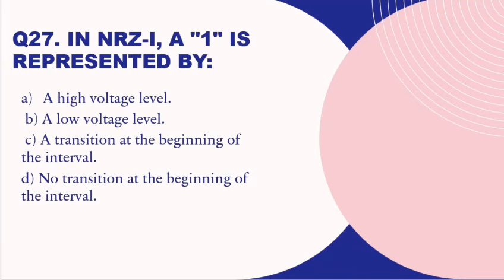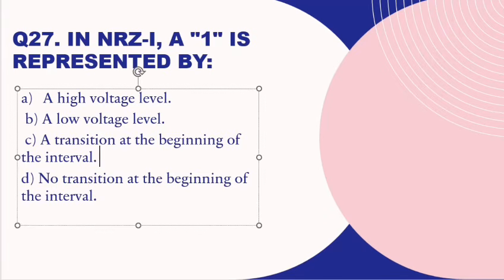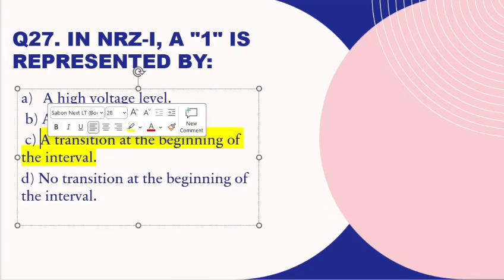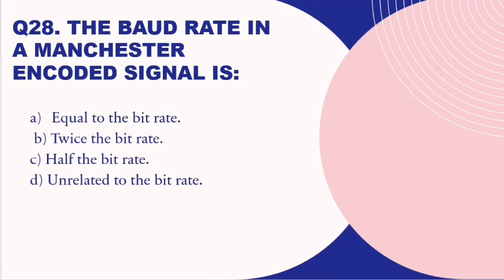Moving on to question number 27. In NRZ-I, a 1 is represented by option A, a high voltage level, option B, a low voltage level, option C, a transition at the beginning of the interval, option D, no transition at the beginning of the interval. I hope you all have paused the video and guessed the answer right. So the correct answer for this question is option C, a transition at the beginning of the interval.